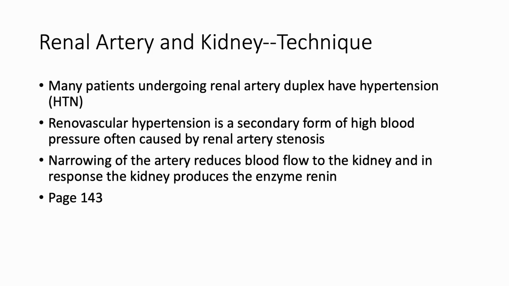Renovascular hypertension is a secondary form of high blood pressure, often caused by renal artery stenosis. The narrowing of the artery reduces blood flow to the kidney, and in response, the kidney produces the enzyme renin. Very important. Please remember that. The renal artery will narrow, reducing the blood flow to the kidney, and in response, the kidney is going to produce renin.